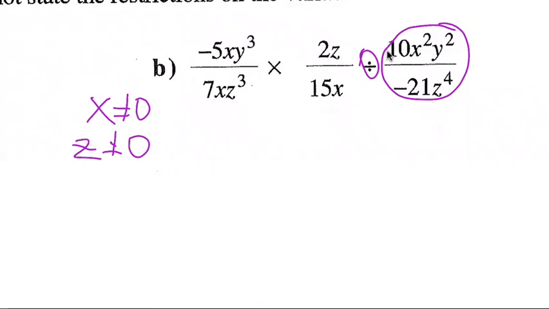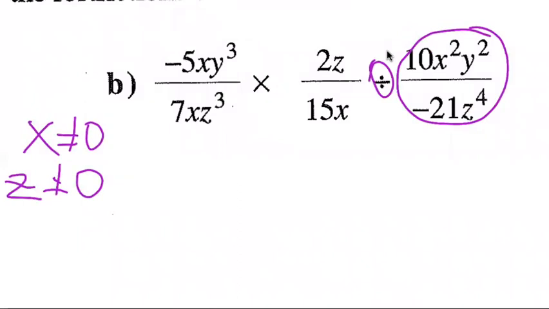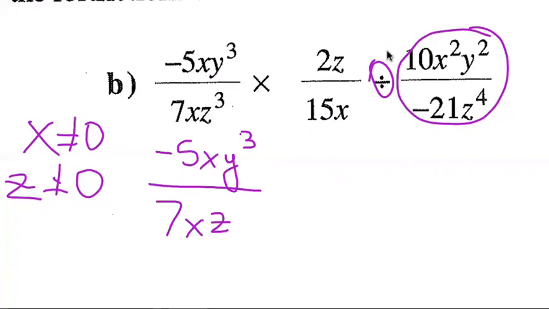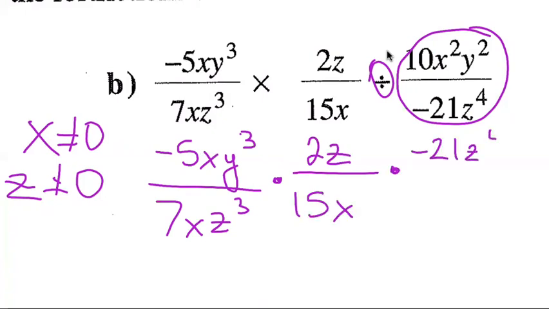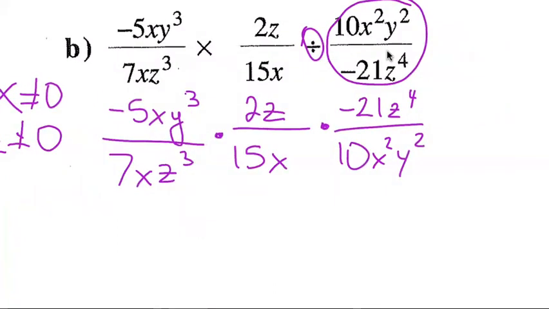Okay. So I'm just going to rewrite this. I'm going to go -5xy cubed all over 7xz cubed times 2z all over 15x times -21z to the 4th all over 10x squared y squared. Now it's straight across the top, straight across the bottom. It's all multiplication, so I can start doing some reduction.